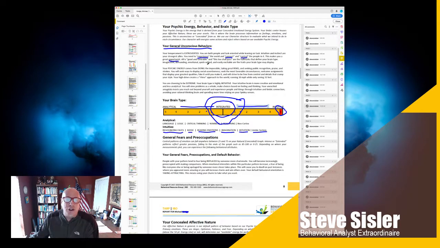Imaginative, demanding, emotional, quick-witted, and easily excitable are the traits your brain type may display. Your psychic energy comes from doing the impossible, taking great risks, and seeking public recognition, praise, and strokes. You will seek ways to display social assertiveness, seek the most favorable circumstances, welcome assignments that display your greatest qualities, fake it until you make it, and will strive to be free from control and details that cramp your style. Your high drive creates a rhino approach to the world, running 30 miles per hour while only seeing 31 feet.